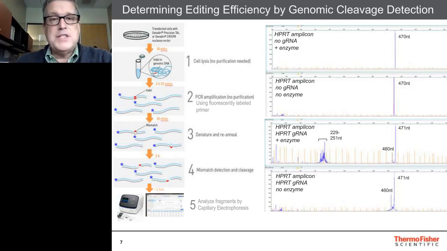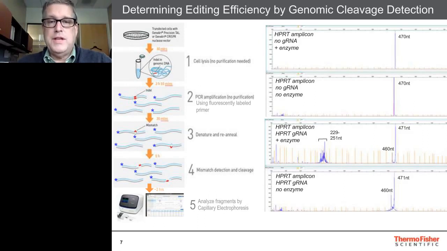We have amplicons that will query this locus here. In this case, we're showing the HPRT amplicon that has no guide RNA added but has had the detection enzyme. And what we get is a single strong peak at about 470 nucleotides that tells you the size of the amplicon that we designed. Now, in the case of no guide RNA, there's no editing event, and so, of course, there's no change in the size or the position of this particular 470 nucleotides peak, as shown here.